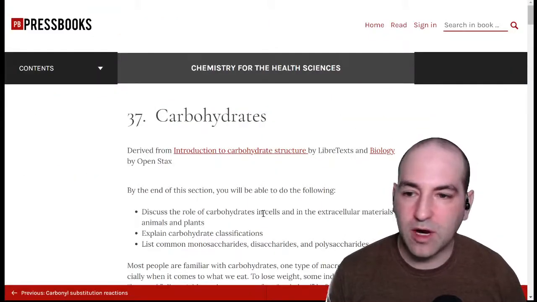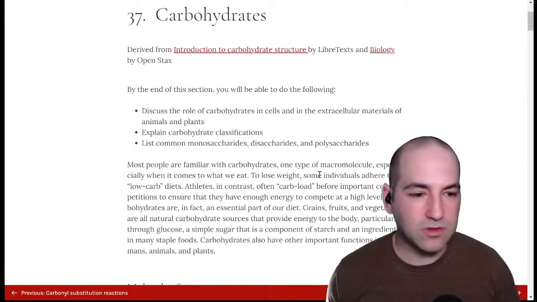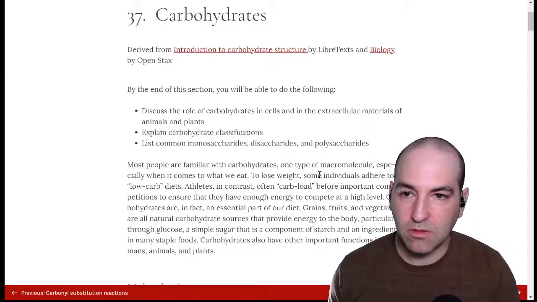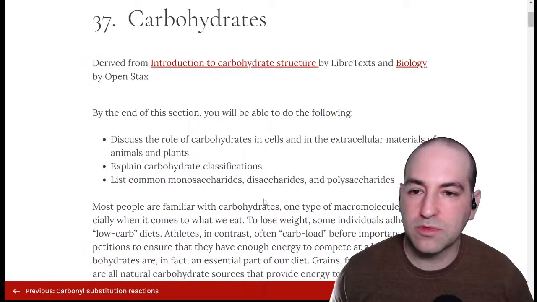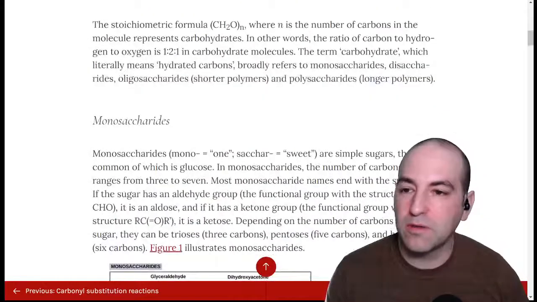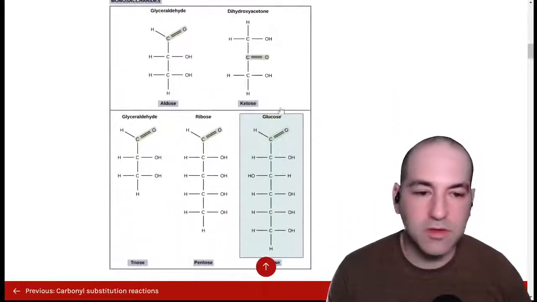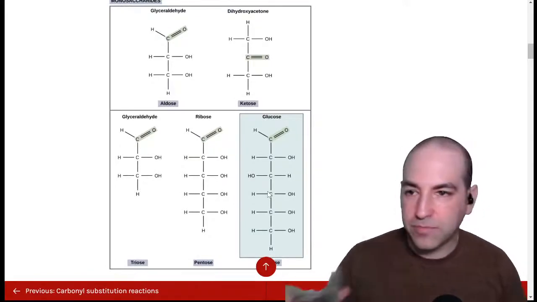All right, so we'll start with the carbohydrates. This is a link from Blackboard. So if you want to review this yourself, you are welcome to click the link on Blackboard and read through this stuff. I'm not going to read through it for you. I just want to use it for the pictures while we talk about some of the important distinctions here.